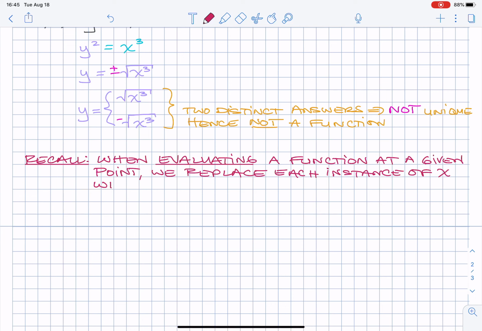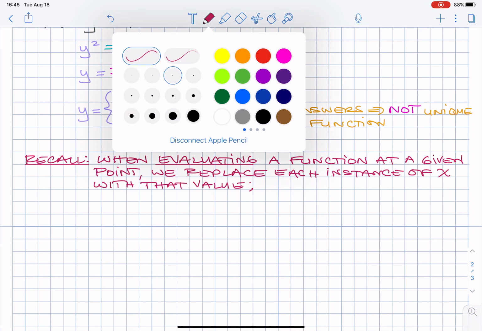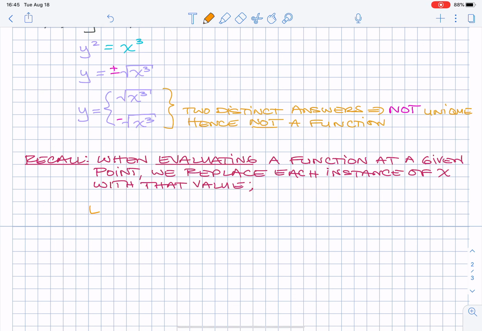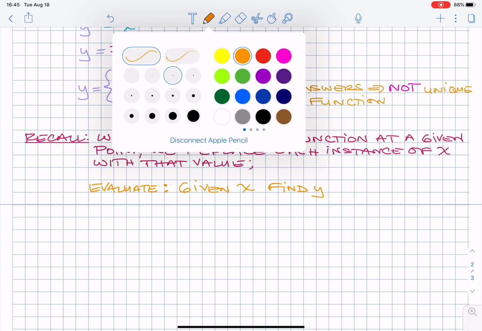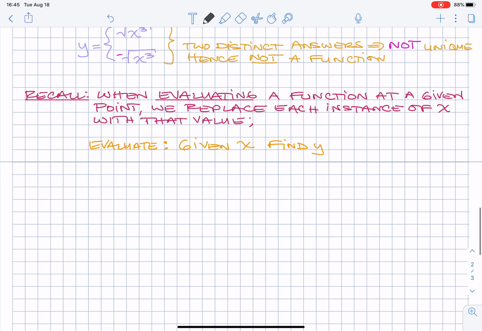With, W-I-T-H, with that value. So this means evaluate essentially means given x, find y. That's what evaluate means. You're given a value for x, you want to find the corresponding value for y.